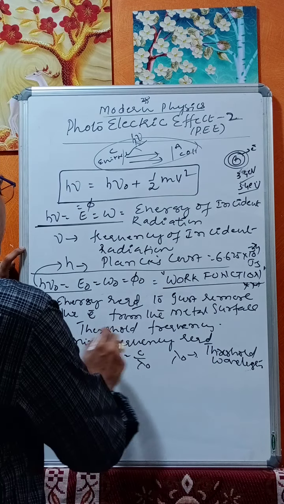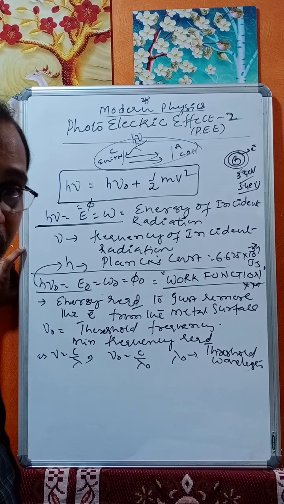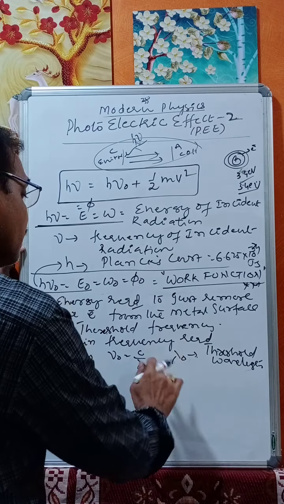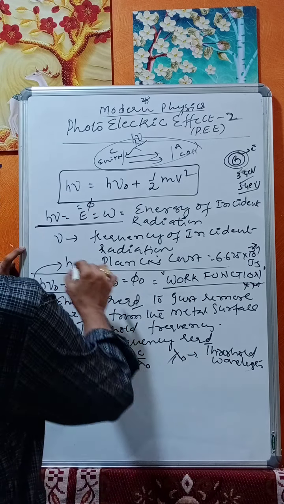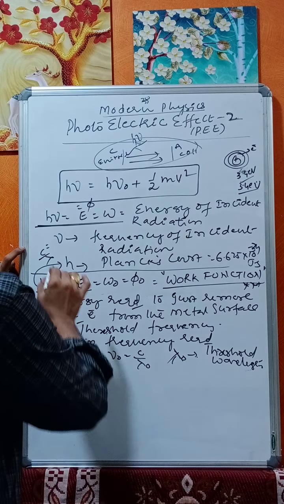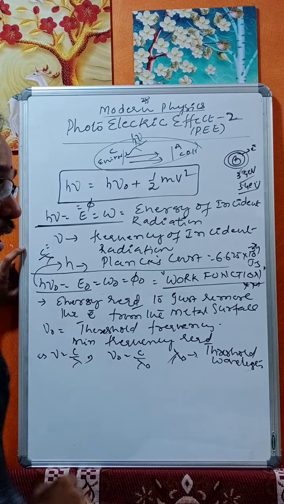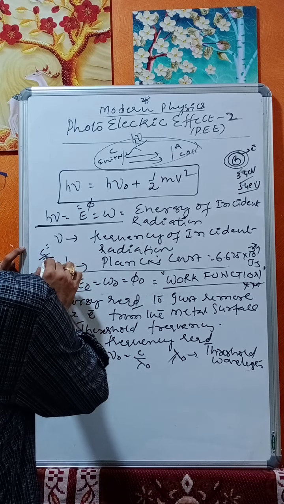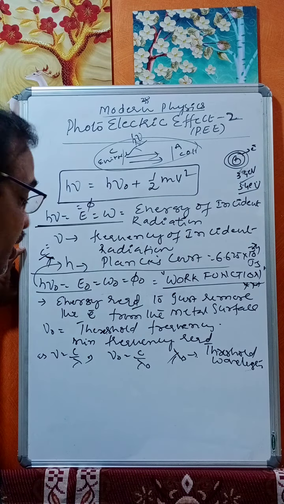Just like this, minimum frequency means maximum wavelength. This is the threshold wavelength. Here also nu is equal to c by lambda, where lambda is the wavelength of incident radiation.